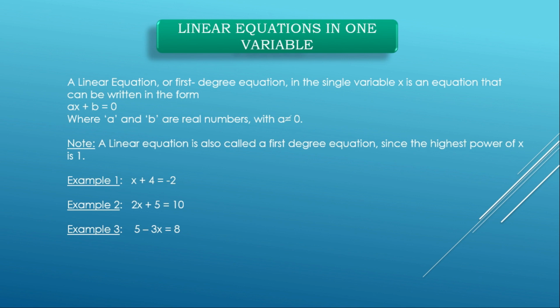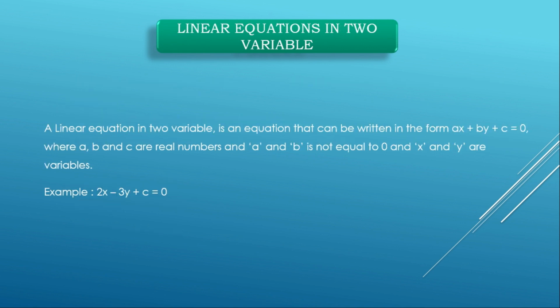And a note is, a linear equation is also called a first degree equation since the highest power of x is 1. Here you can see that the degree of this equation is always 1. x plus 4, the degree is 1. 2x plus 5, the degree of x is 1. And 5 minus 3x, the degree of x is 1. So the linear equation is also called the first degree equation because the highest power of x will always be 1. Example, x plus 4 is equal to 2. 2x plus 5 is equal to 10. 5 minus 3x is equal to 8.